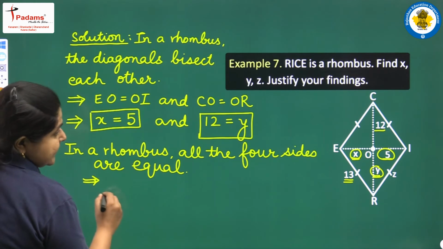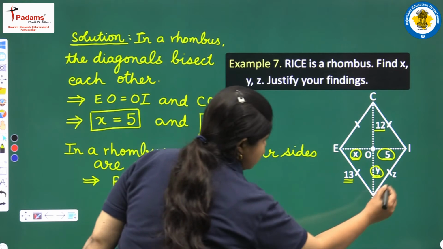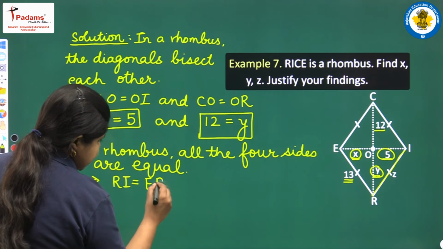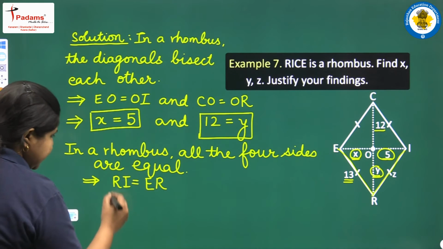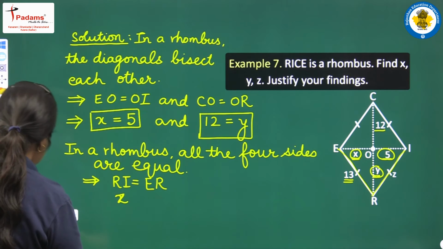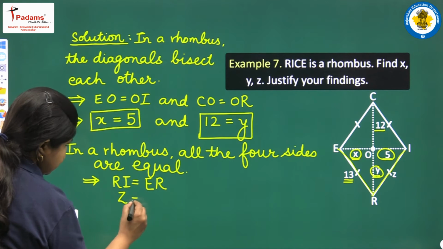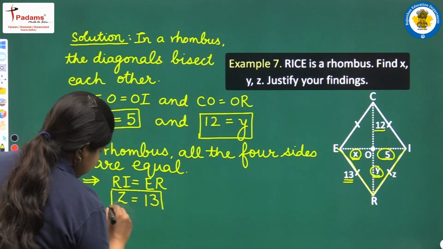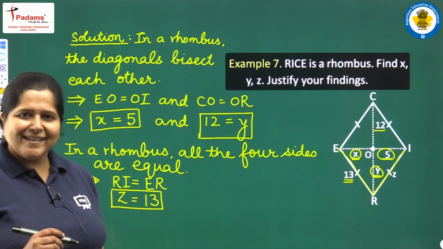This means that this RI, which we have to find, is equal to ER, the side which has been given. These two sides are equal. Let me place the values. RI is z, z equal to ER is 13. So this gives me z equal to 13 units. In this way we have found the value of x, y and z.